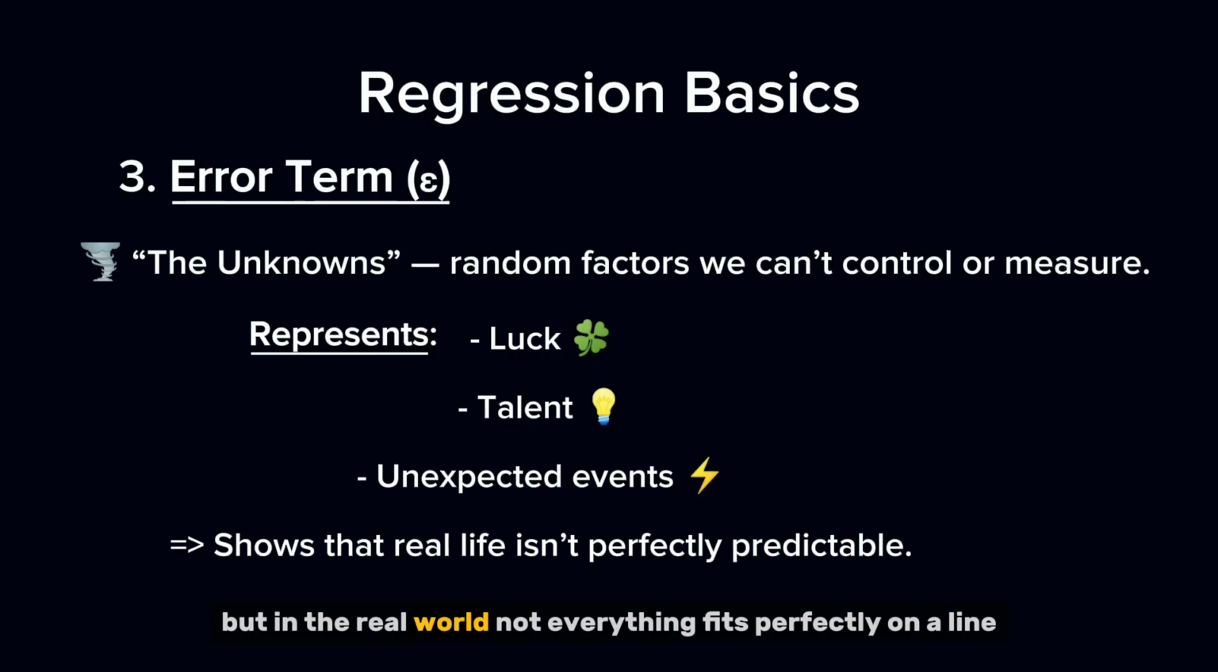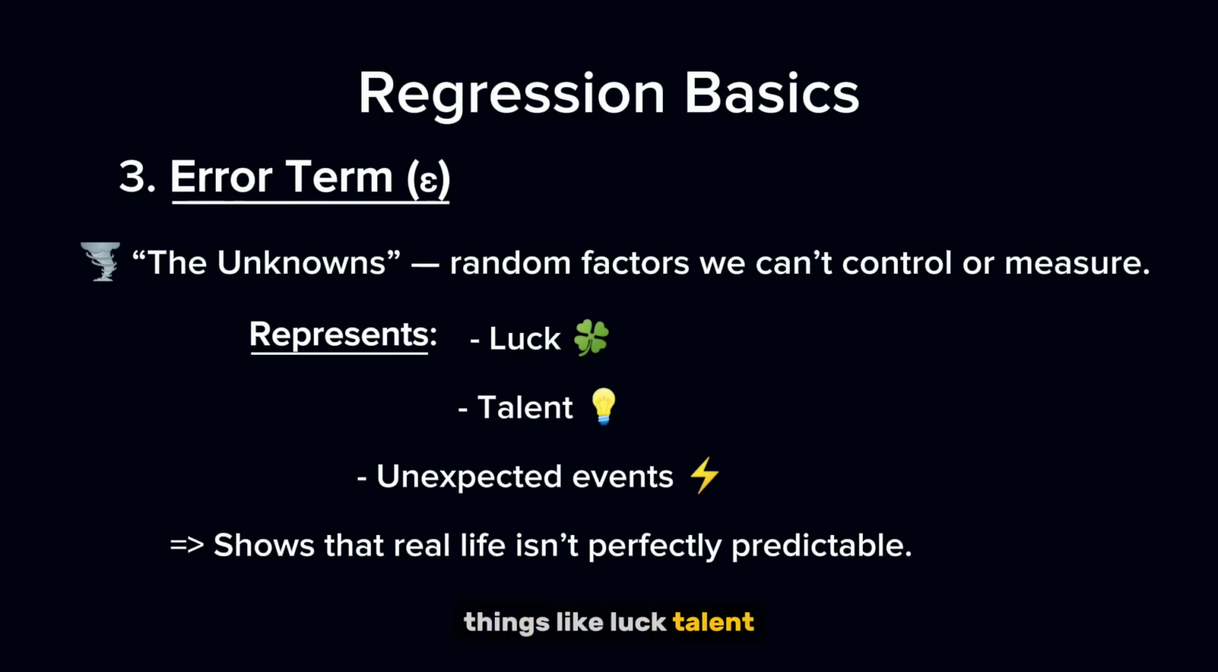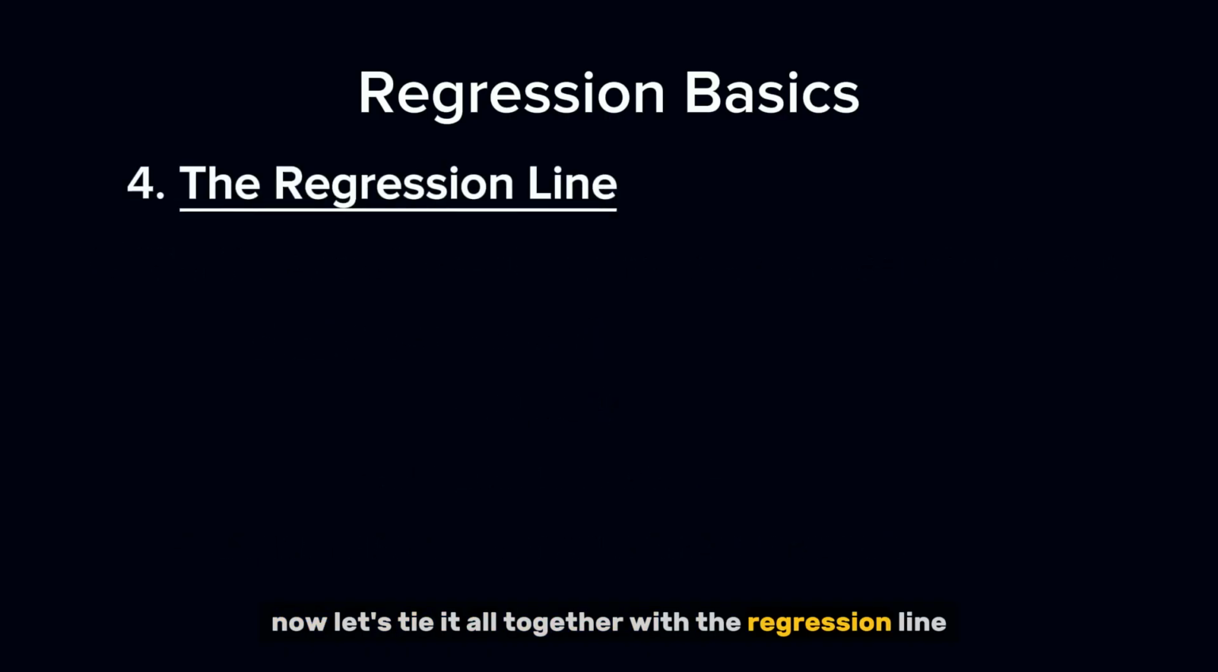But in the real world, not everything fits perfectly on a line. Life has randomness. That's where the error term, or epsilon, comes in. It represents all the random factors we can't see or measure, things like luck, talent, or unexpected events that affect the result. Now, let's tie it all together with the regression line.